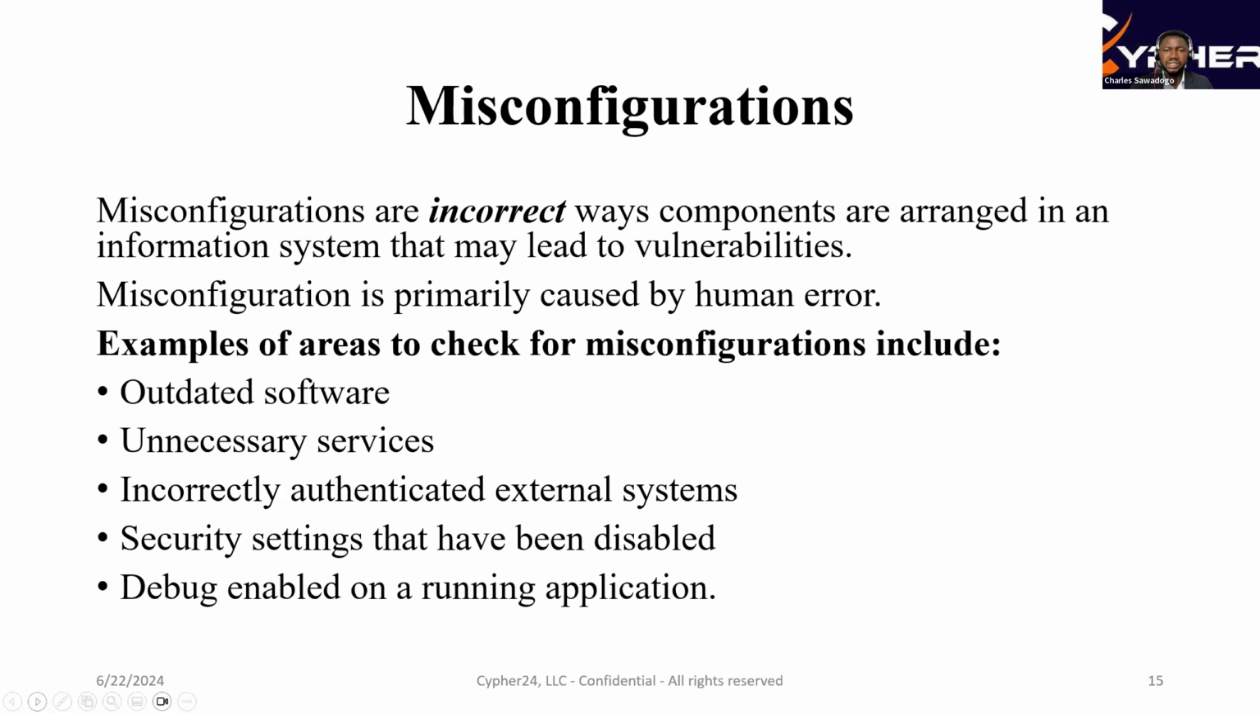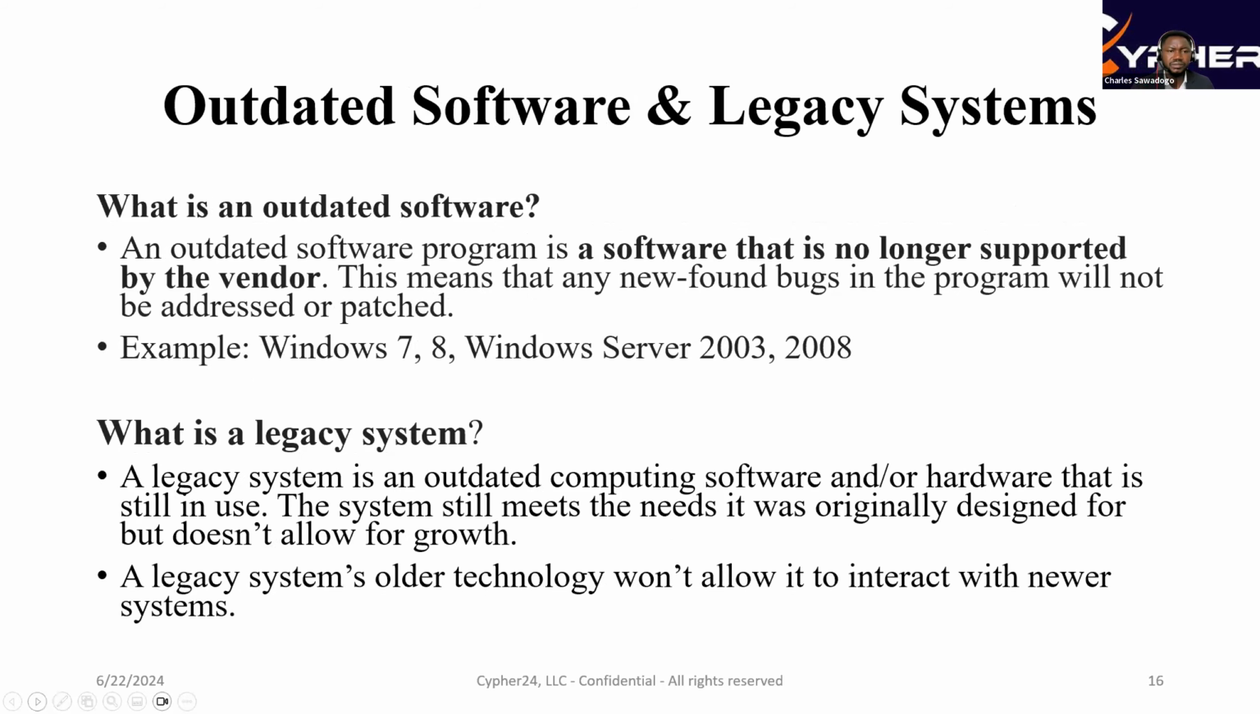Misconfigurations are incorrect ways components are run in an information system that may lead to vulnerabilities. Misconfiguration is primarily caused by human error. Think about when you are doing a firewall configuration, and instead of saying deny, you allow. That can be a problem. Examples of areas to check for misconfiguration: outdated software, unnecessary services, incorrectly authenticated external systems, security settings that have been disabled, and debugging enabled in a running application.